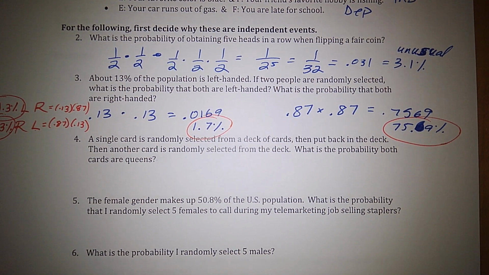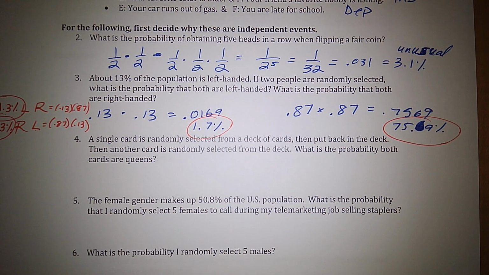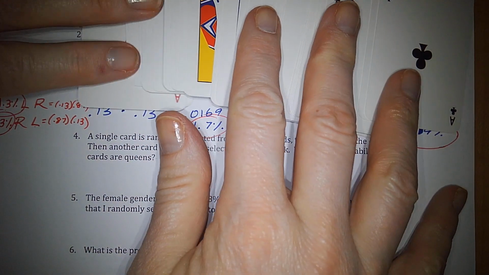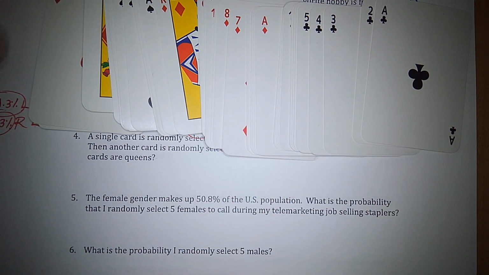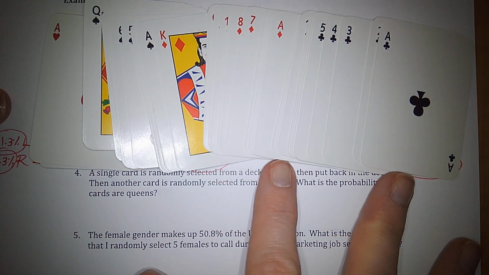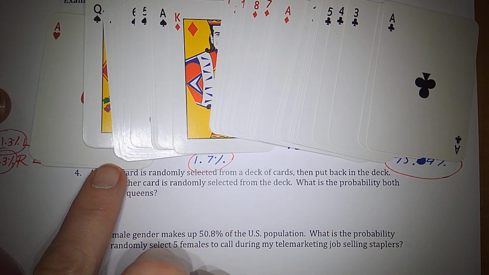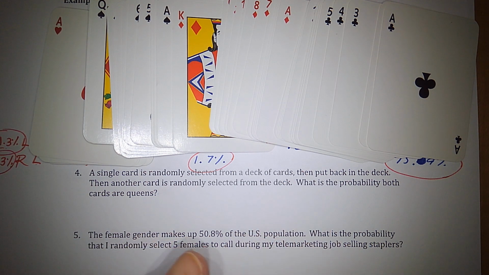So let's say I select a single card from a deck. You have a deck of cards in front of you, and I randomly select one card from all of these cards here. And then my question to you is, I'm going to put that card back into the deck. Then another card I'll randomly select. So I'm going to select two cards, but I'm going to replace the first one back into the deck. So what is the probability they are both queens?